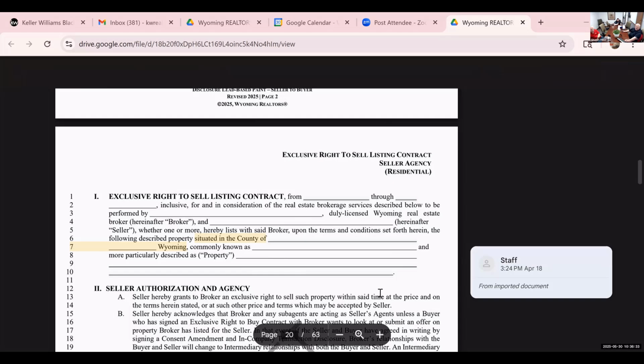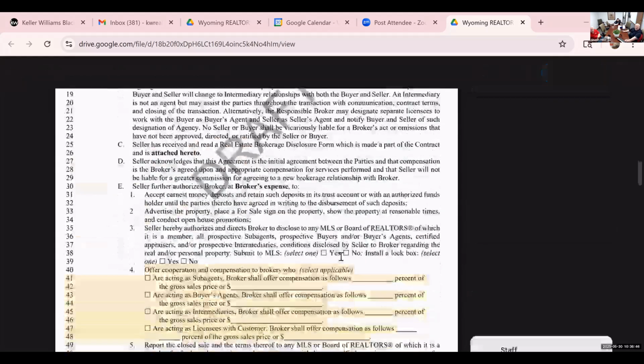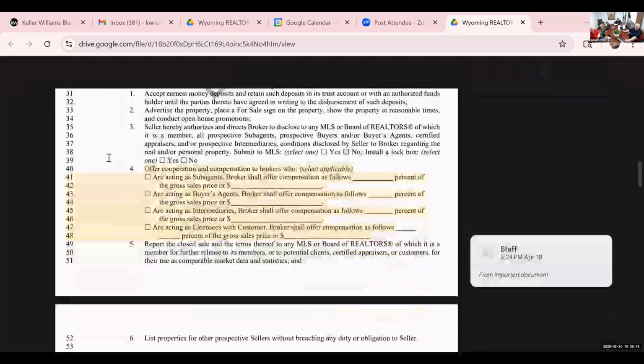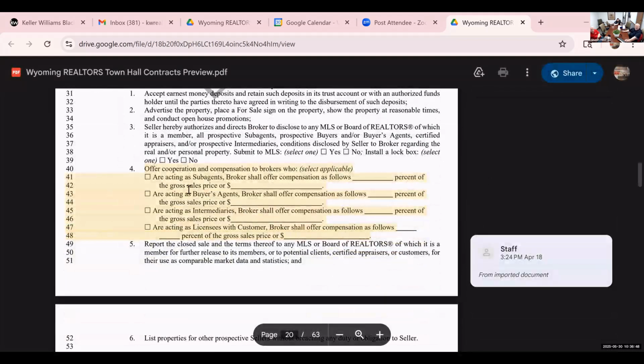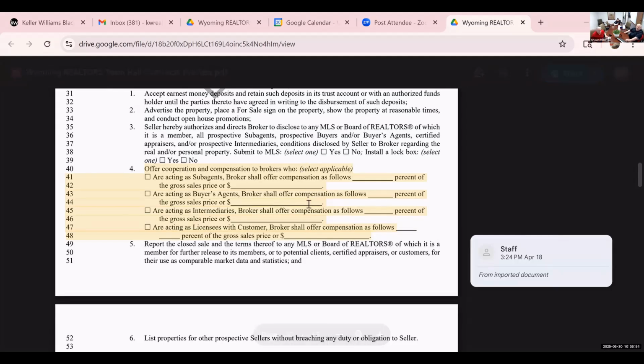Exclusive right to sell: all of the listing contracts now took out the city as well. You haven't had it in the purchase contracts forever, but now, as opposed to Cheyenne, Wyoming, it's Laramie County. So, situated in the county of Laramie in Wyoming, and all ready to roll. This looks the same for us, except I think it's on different lines.